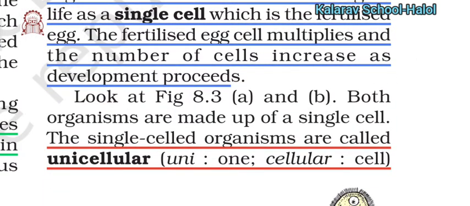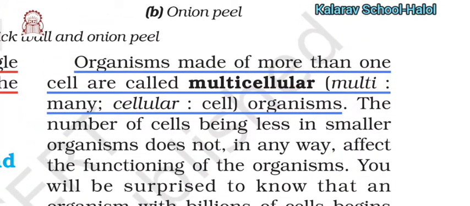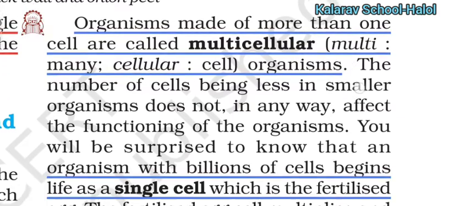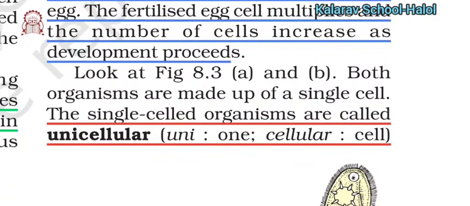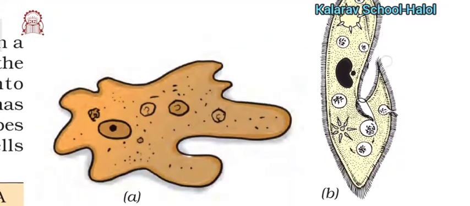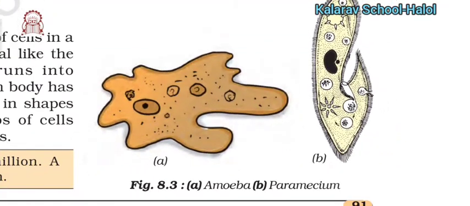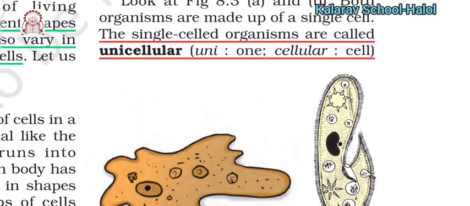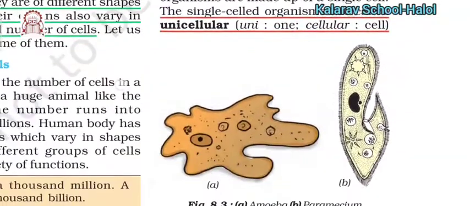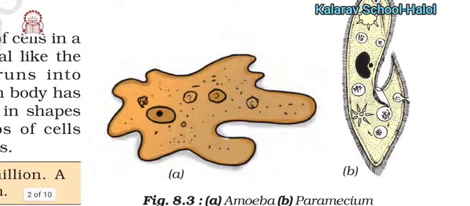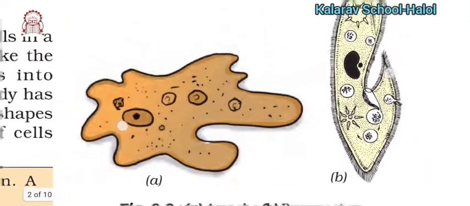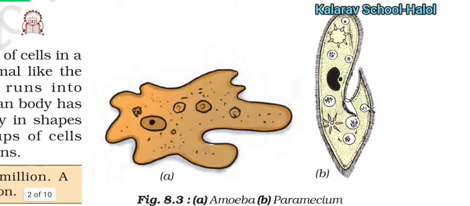Next is the unicellular organism. Uni means one, cellular means cell. These are organisms which have only one cell. Previously we studied multicellular organisms, which have many cells. An organism which has only one cell is called a unicellular organism. Here you can see amoeba and paramecium. These are single-cell organisms, which means unicellular organisms. Here you can see the diagram of amoeba and paramecium.